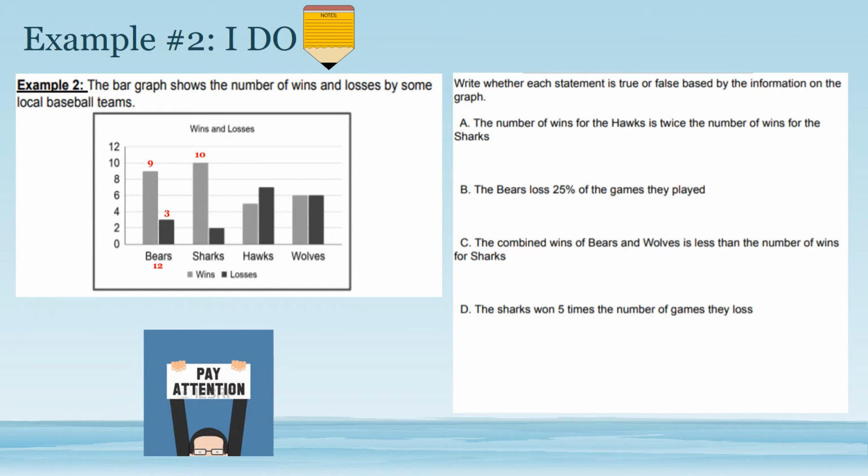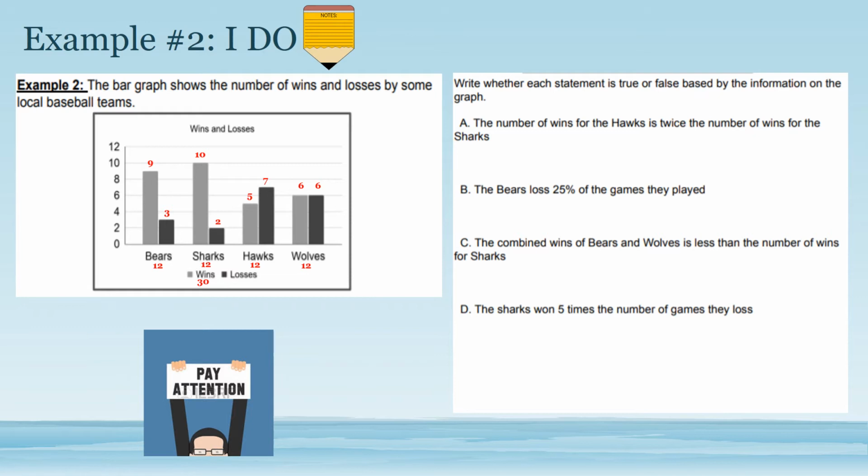The Sharks won 10. They lost 2. And they also played a total of 12 games. The Hawks won 5 games. They lost 7 games. They played a total of 12 games. The Wolves won 6. They lost 6. And they also played a total of 12 games. So how many wins were there across our data? There were 30 wins. If you add 9 plus 10 plus 5 plus 6, that equals 30.